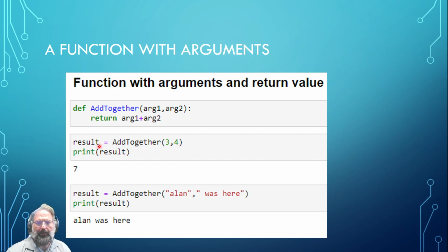So add 3 and 4 together and return the result, which is what we get here, and then print the results that are being assigned to a variable named result. But the interesting thing, you may have been thinking math when you wrote this, but it'll also work with strings. Basically, it'll apply the plus operator to whatever those parameters are.